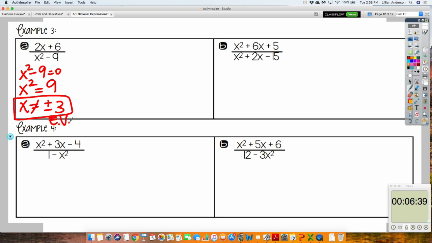Now let's factor. Take the top out. What do I take out of the top? A 2. What am I left with? And how does the bottom factor?